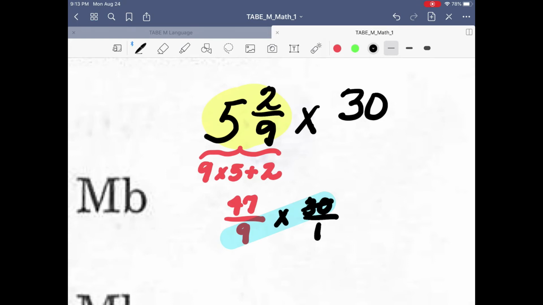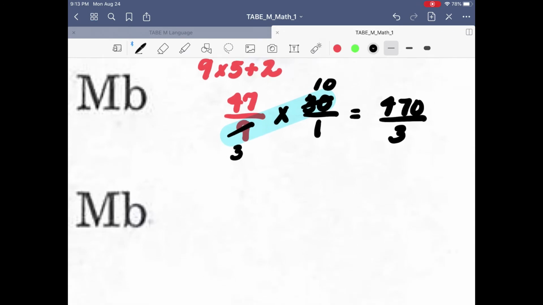3 into 30 is 10. 3 into 9 is 3. So that leaves me with 47 times 10, that's 470, and a 3 on the bottom. And I am going to work this one out longhand. That's a little bit too big to try to do in our heads.